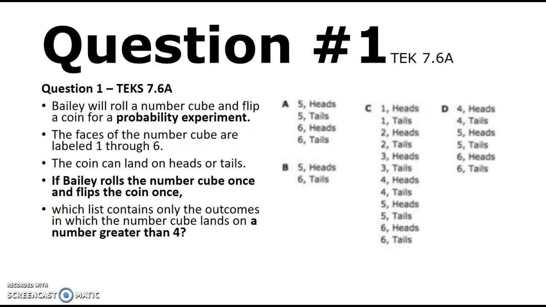Question number 1, TEAC 7.6a. Bailey will roll a number cube and flip a coin for a probability experiment. The faces of the number cube are labeled 1 through 6. The coin can land on heads or tails. If Bailey rolls the number cube once and flips the coin once, which list contains only the outcomes in which the number cube can land on a number greater than 4?